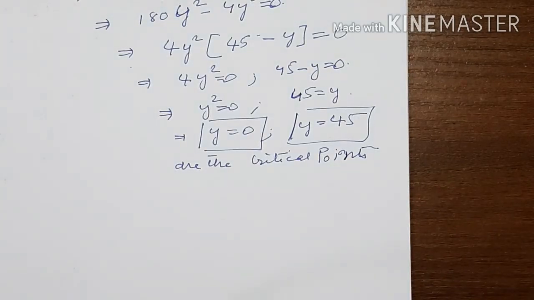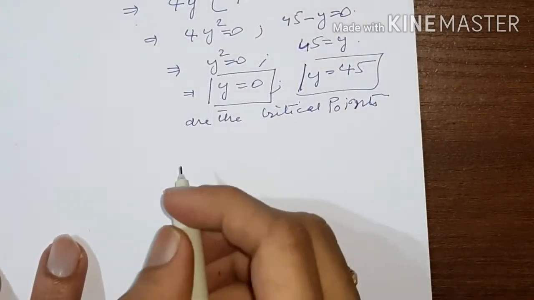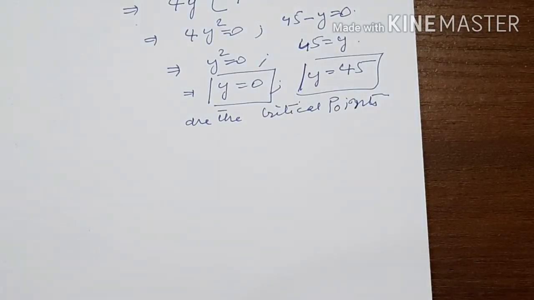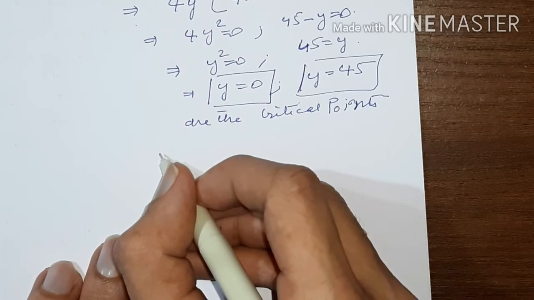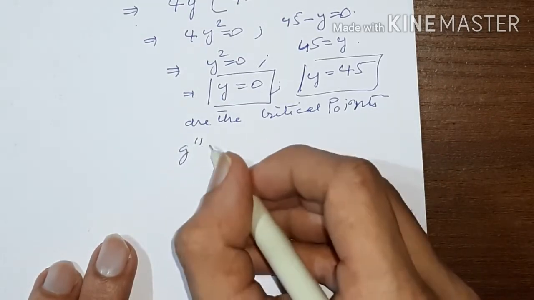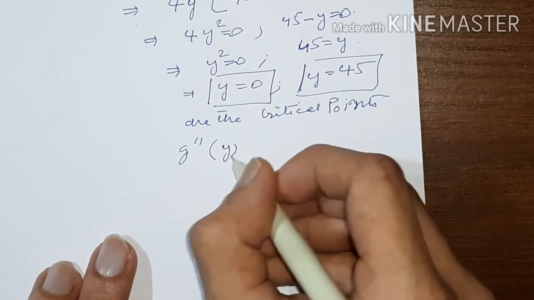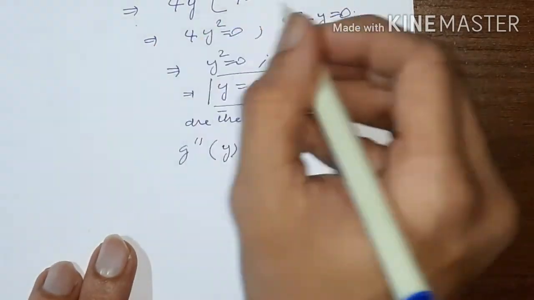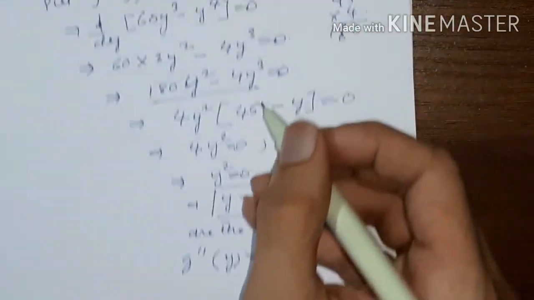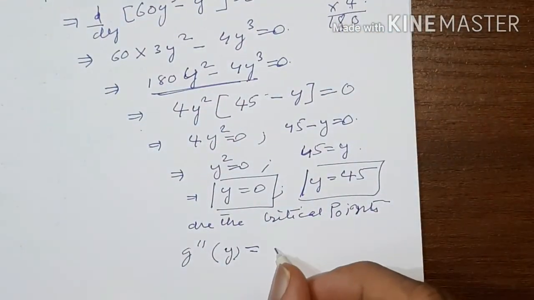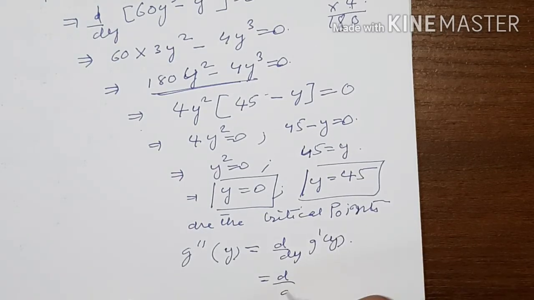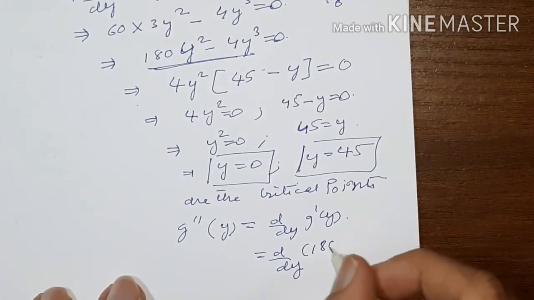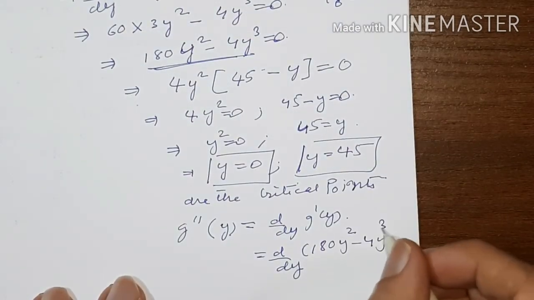Now after this, what we have to do is find the value of the function at these points. Also you can check the double derivative here, because we want to find the maximum. So g double prime of y is what? That is the derivative of g prime of y, so the derivative of 180 y square minus 4y cube.